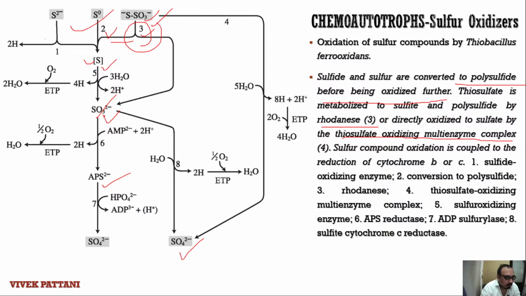and this sulfur will be converted into SO3 2 minus with the help of the sulfur oxidizing enzyme again. Now moving further, this will be converted into APS with the help of the enzyme APS reductase. APS is adeno poly.